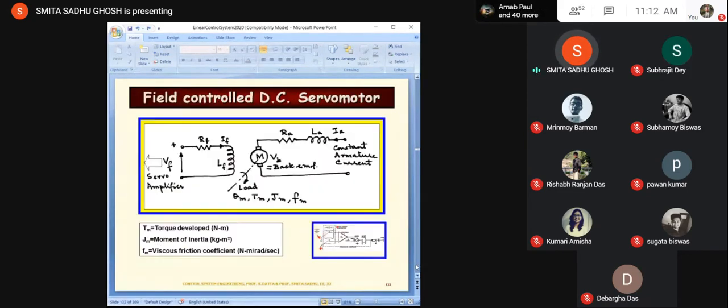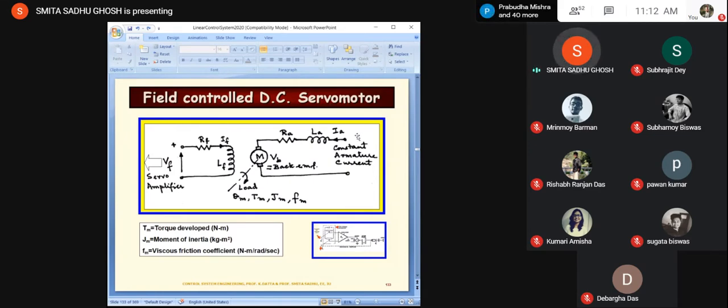So right now we are going to go to the field control DC servo motor. Over here you find a hand-drawn circuit diagram, which shows you the operation of a field control DC servo motor, and we are going to go into the details of how the model is derived. In this diagram, this is the field side, and the control signal comes to the field side. So it is the field control DC servo motor.